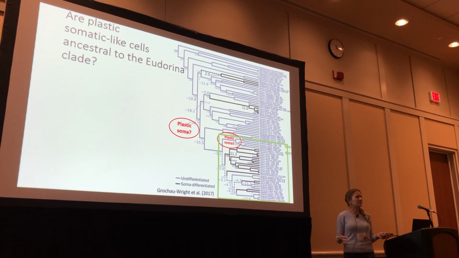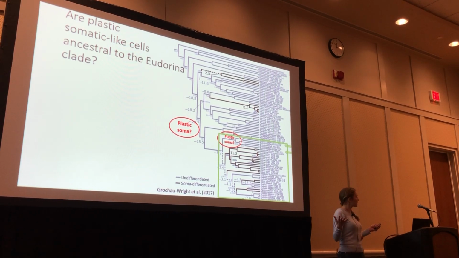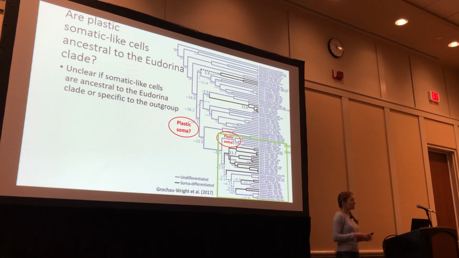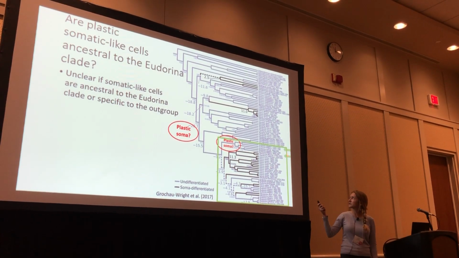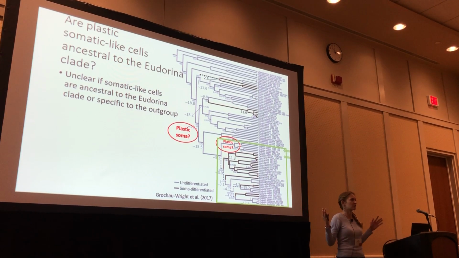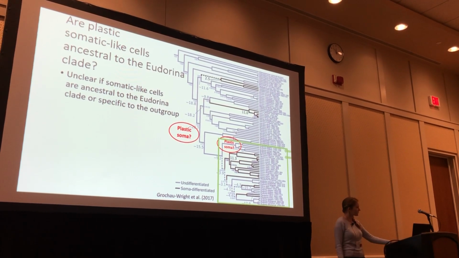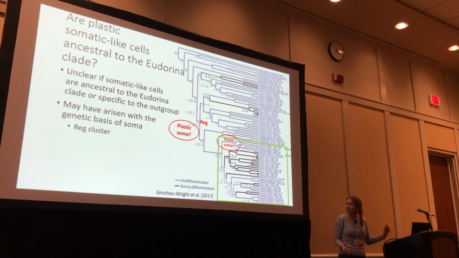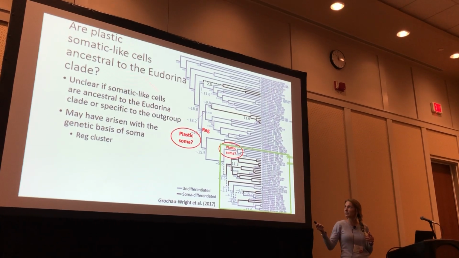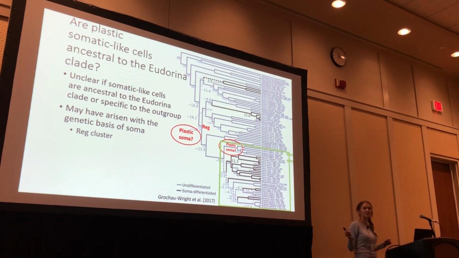Now that I've characterized these somatic-like cells, I need to determine if the somatic-like cell development is ancestral to the uterine clade. Thus far, I've just focused on species that fall into this smaller group that's the outgroup to the rest of the uterine clade. So it's possible this could just be a trait that's specific to that lineage. Alternatively, it's possible that the somatic-like cell phenotype may have arisen somewhere back here, and it may have even arisen at the same time as the genetic basis of soma.